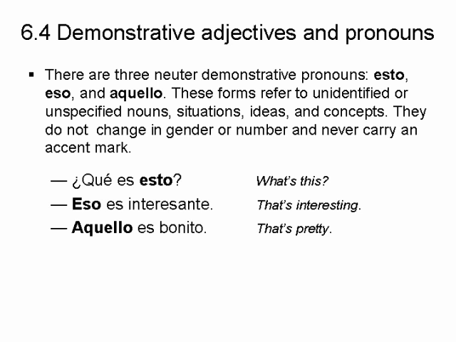With the idea of neuter, we haven't really had that idea very much in Spanish. There's not really a word for it that we've been using. With your demonstrative pronouns, though, there's 3 of them that don't change number or gender, and they're the words esto, eso, and aquello. And basically, these are referring to nouns, situations, ideas, concepts that are unidentified or unspecified.